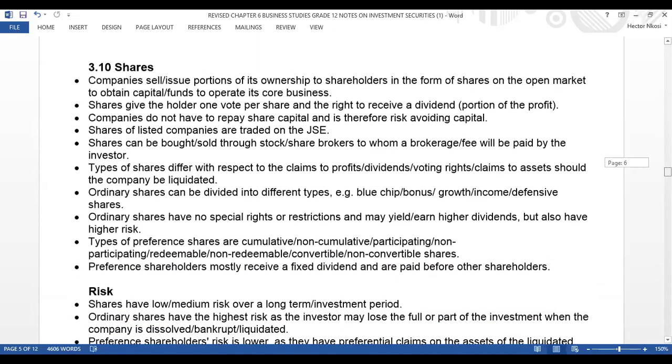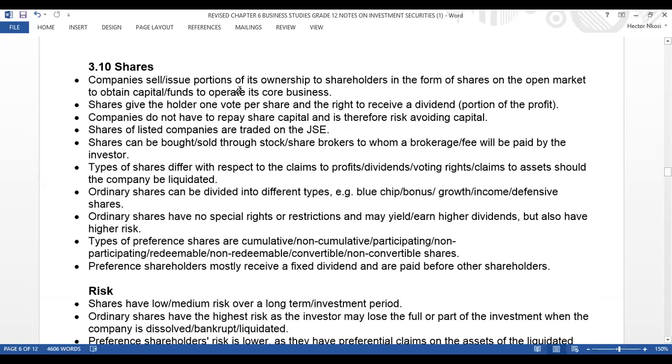Shares. Now, boys and girls, when it comes to shares, companies sell or issue portions of their ownership to shareholders in the form of shares on the open market to obtain capital or funds to operate their core business. So remember, this is another form of raising capital. Does it make sense? Companies raise their capital by selling shares to the public if it's a public company, or to their own existing shareholders if it's a private company.